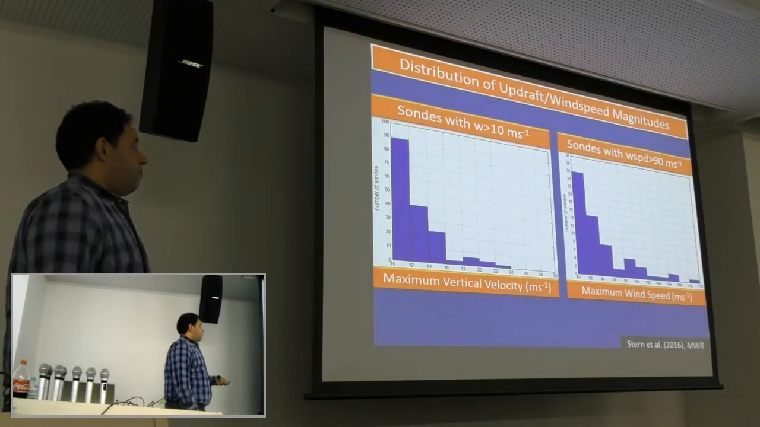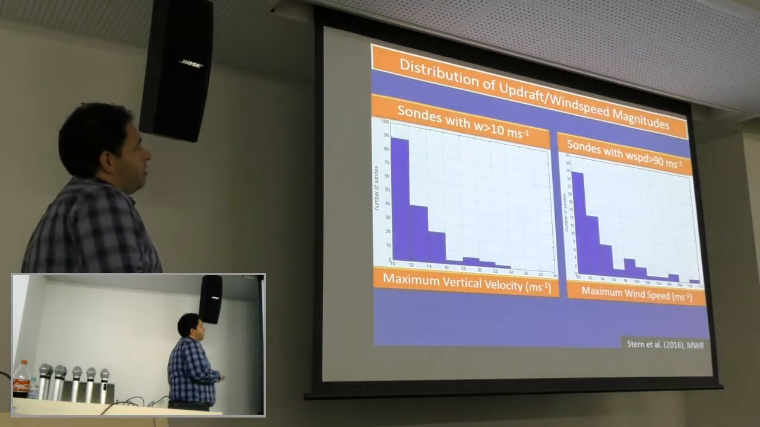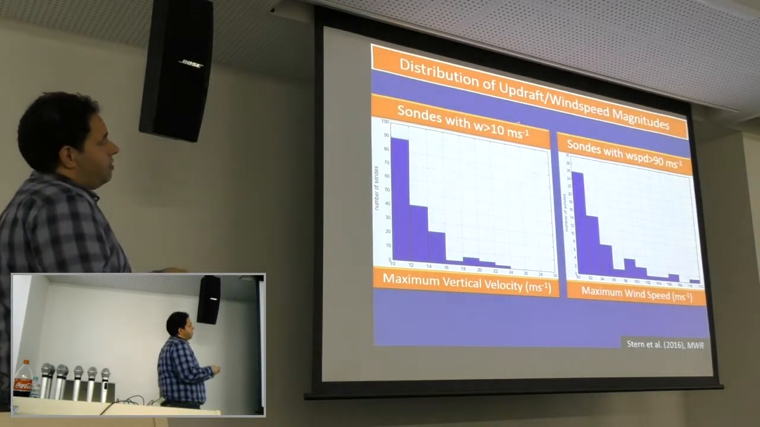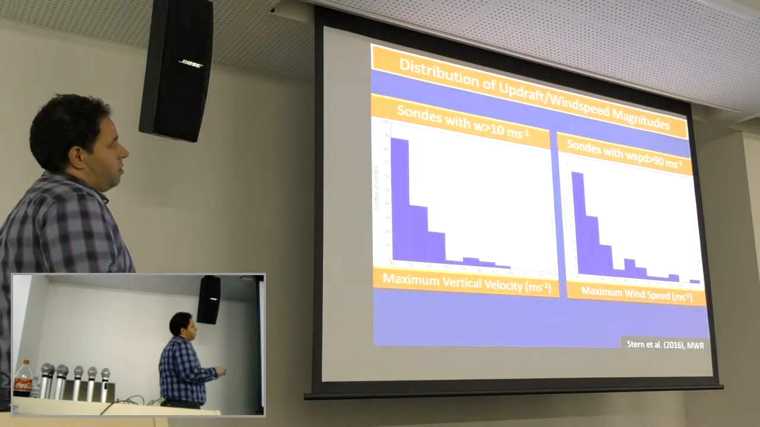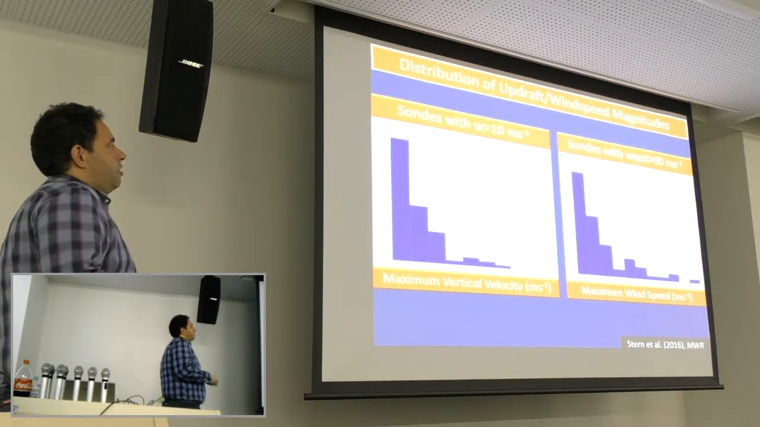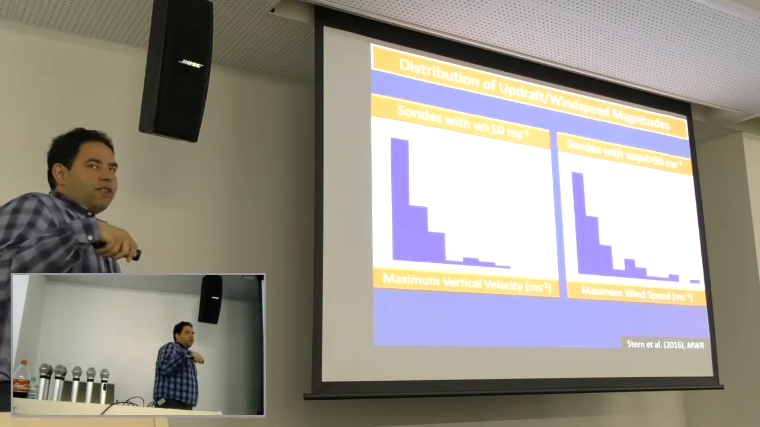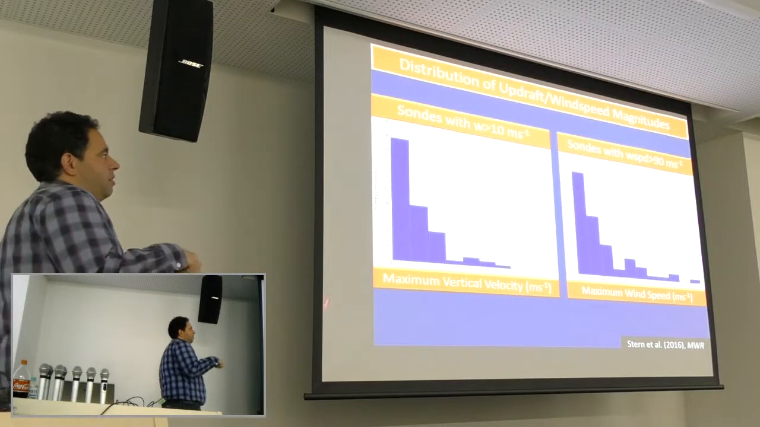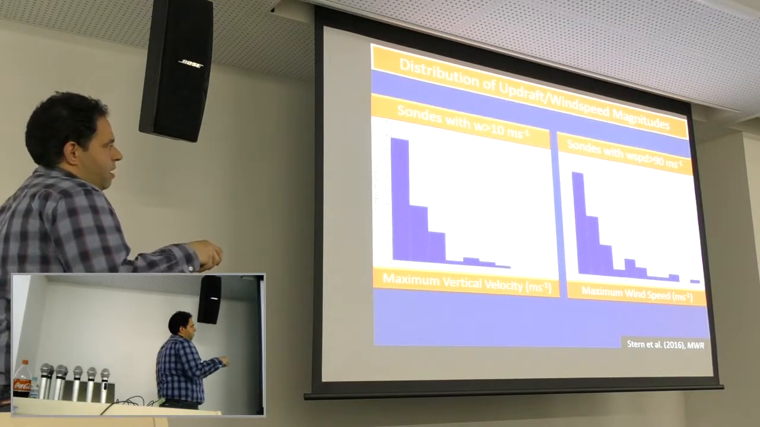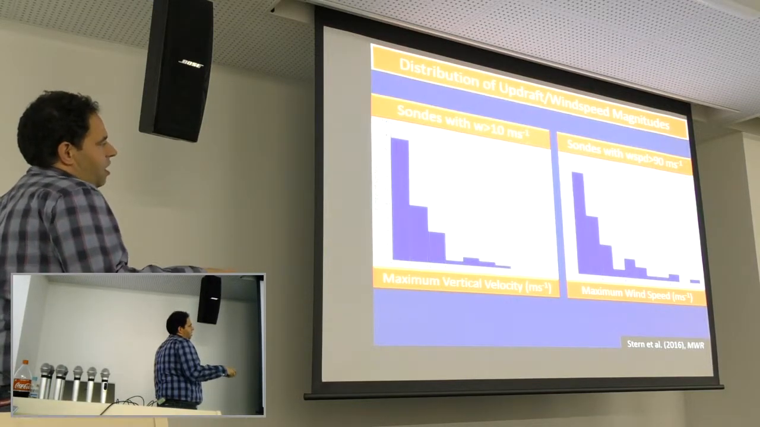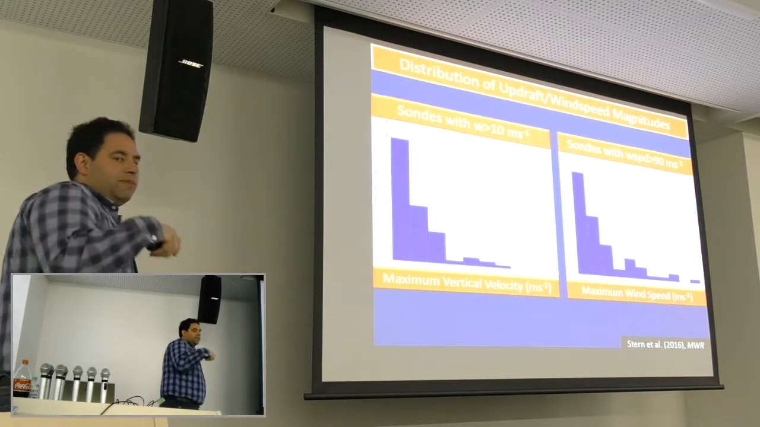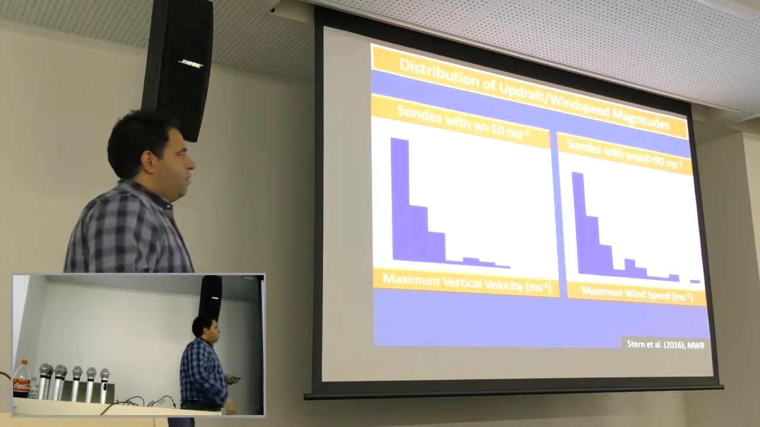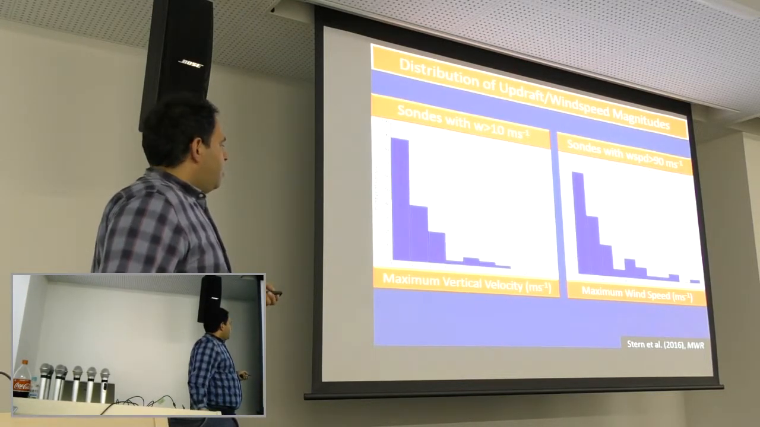So this is from the observational data set. This is the distribution of the updrafts on the left and the wind speeds on the right. Again, the threshold vertical velocity for the data set is all sondes that sample W greater than 10 meters per second somewhere. And then for the wind speed data set, it's all sondes that sample greater than 90 meters per second.